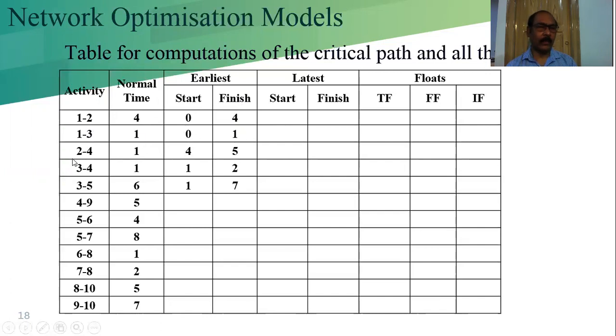Now see, this is 2. You have to check where the 2 is. This 2 activity's calculation you have already done, and we are going to calculate 2 and 4. So you have to search here. Where is the 2? 2 is there. What is the finish time of 1, 2? 4. So 4 should come here. 4 plus 1 is equal to 5.